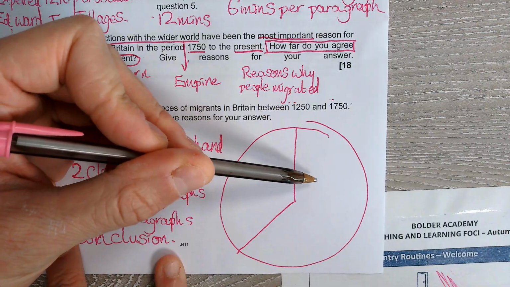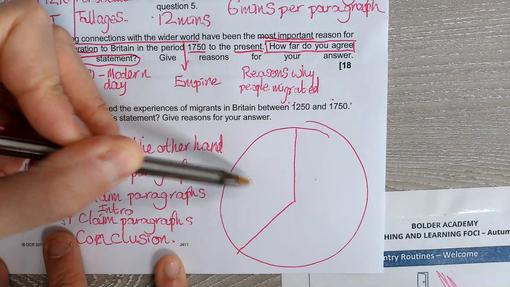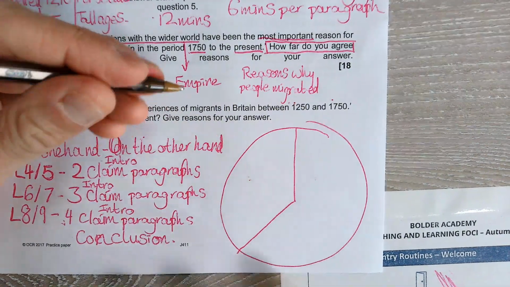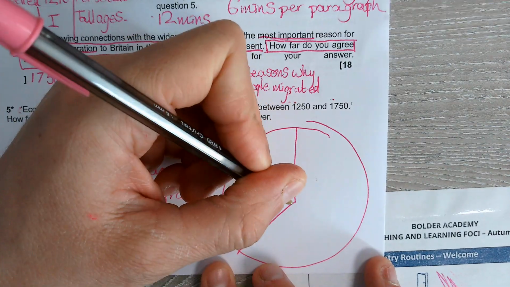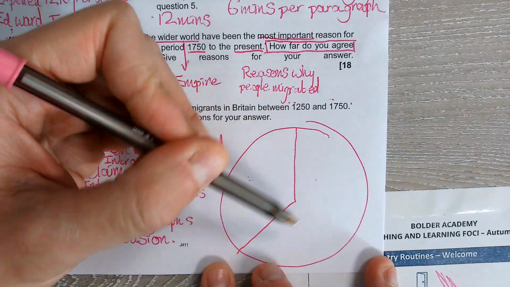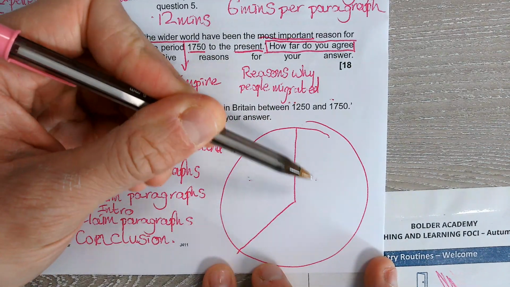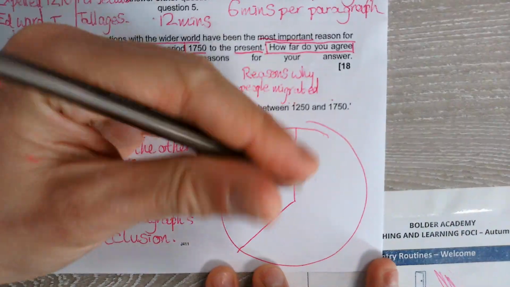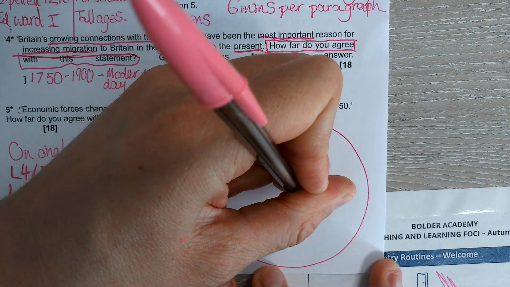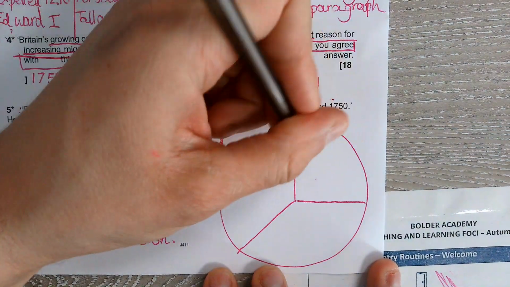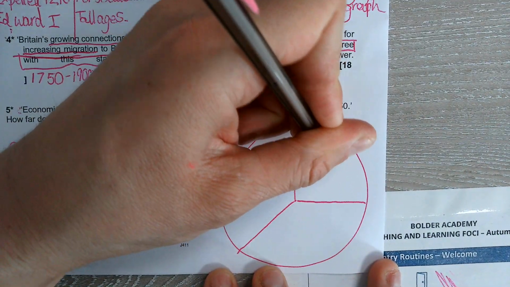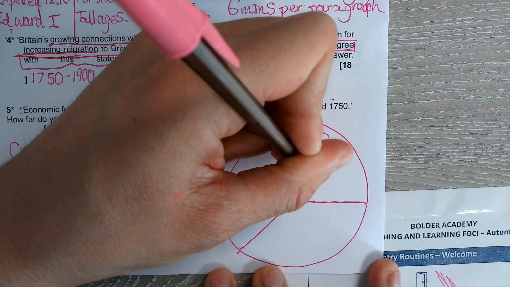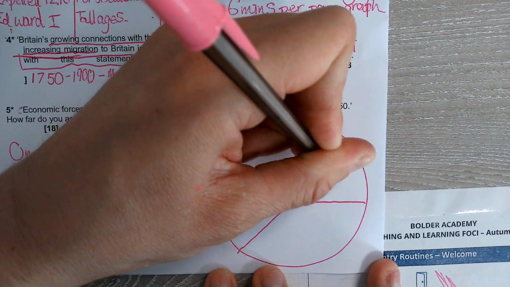So this is my agree side of my pie chart, this is my disagree side. All I'm then going to do is just split this up into my paragraphs. And again, I can think about importance of factors here, right? So first of all, I'm going to do a paragraph, I think, on forced migration and enslavement from the empire. So right, forced migration from empire.